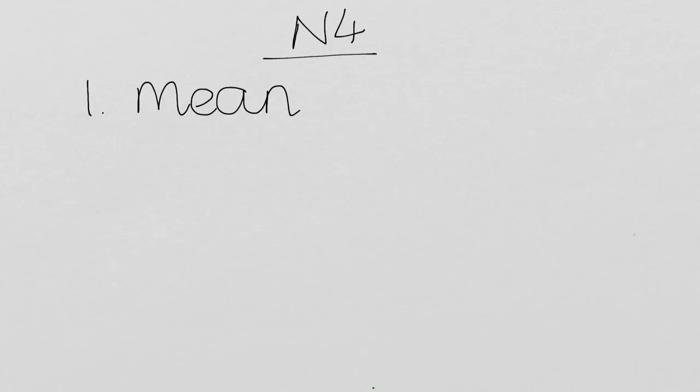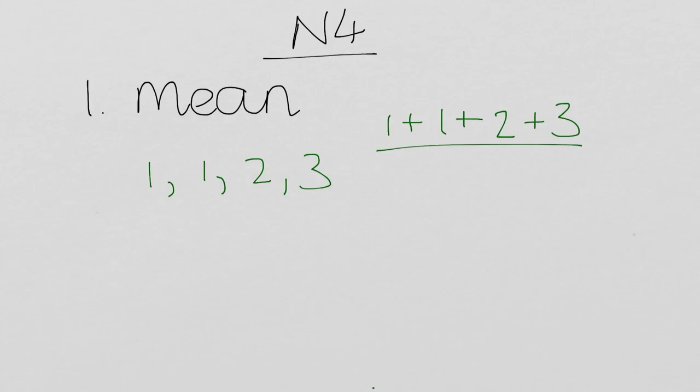Moving on to National 4, question 1 asks you to calculate the mean speed. So to do this, you want to add all your numbers together and divide by how many there are. I'll do a really quick example. If you had the numbers 1, 1, 2 and 3, and that was your data, you would add them together and divide by how many there are. So 1, 2, 3, 4.